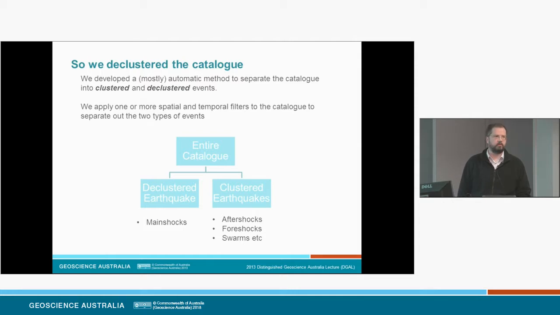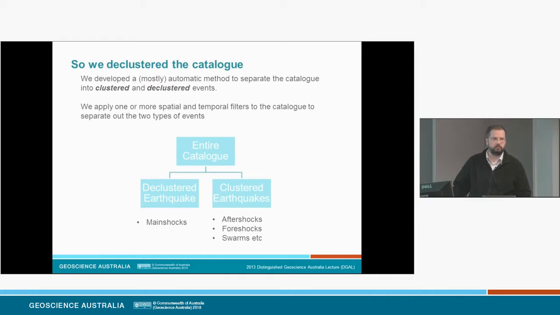So we need a way of going through the catalogue and splitting out the main shocks from the aftershocks, from the clustered seismicity. So Mark Leonard, mostly, developed an automatic method for classifying earthquakes into these two types. I'm not going to go through the detail here, it's in the report. But it's basically a series of spatial and temporal filters which try to pull out the big main shock earthquakes and put everything else, all the clustered seismicity, into another catalogue of aftershocks, swarms, foreshocks, that sort of thing.